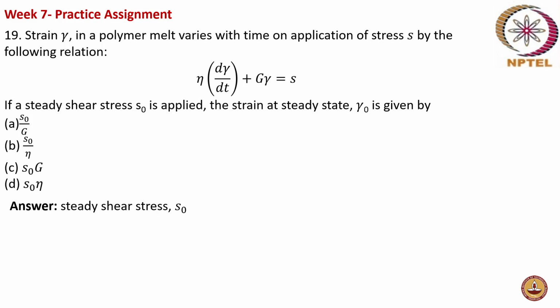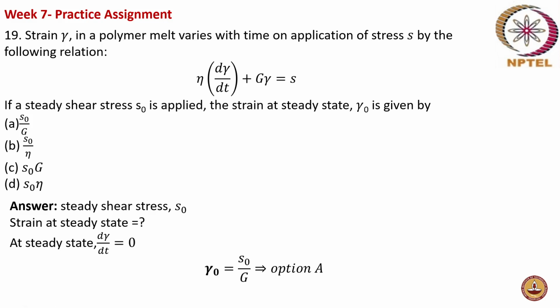So first of all, they have given steady shear stress is S naught. Next, what is the strain at steady state? At steady state, your change in strain with respect to time is 0. So d gamma by dt is equal to 0. That means the entire first term in this expression goes off. So it will be G into gamma naught is equal to S naught. So your gamma naught is equal to S naught by G.